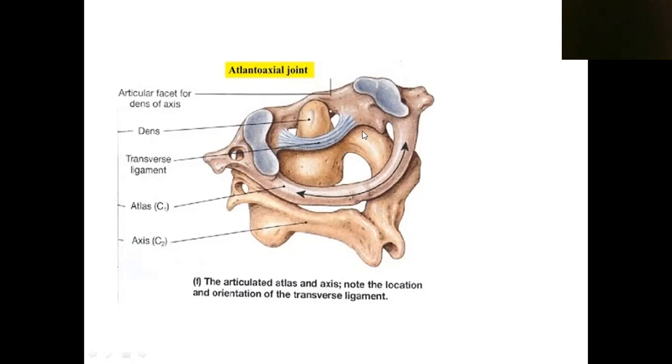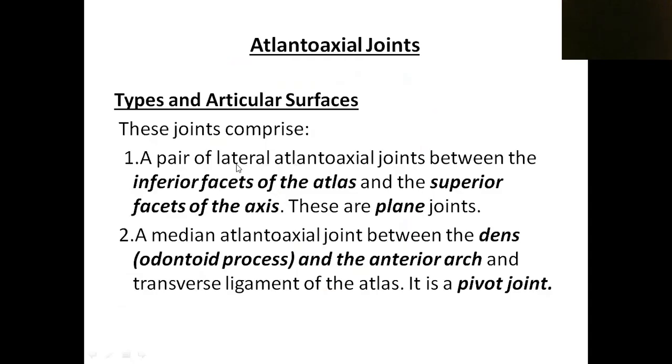Now if you move to the sides, see here we can see a joint between the atlas and the axis. Like that, here also one joint is there between the atlas and axis. So these are the two lateral atlanto-axial joints. Now, the two lateral atlanto-axial joints are between the inferior facet of the atlas and the superior facet of the axis.